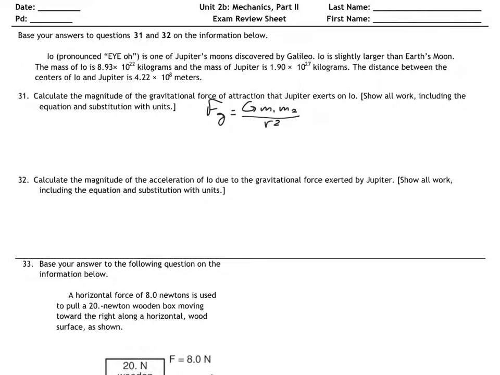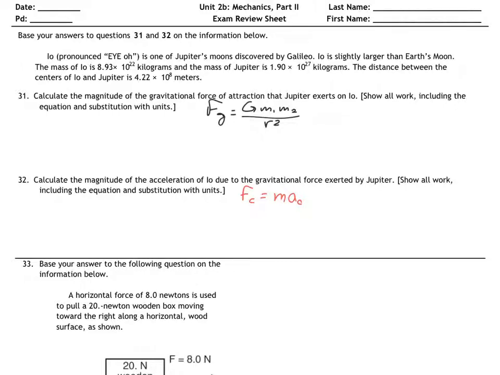But we also must calculate the magnitude of the acceleration of Io. And the best way to do that one is to use the very simple equation, centripetal force is equal to mass times centripetal acceleration. And I have to use this equation because the moon will be circling Jupiter, so it's described by circular motion.